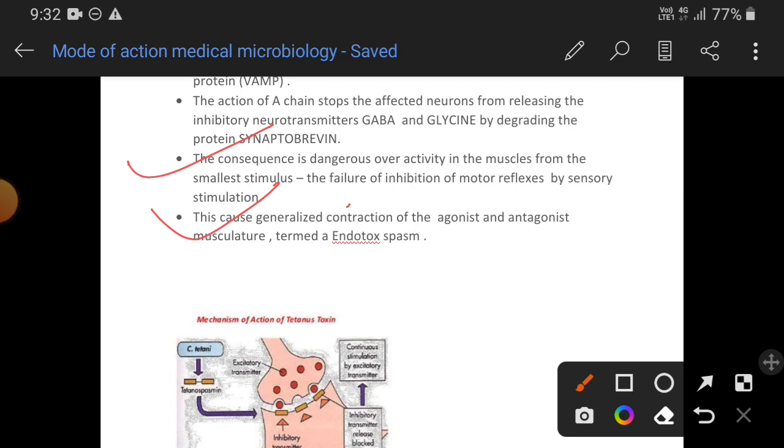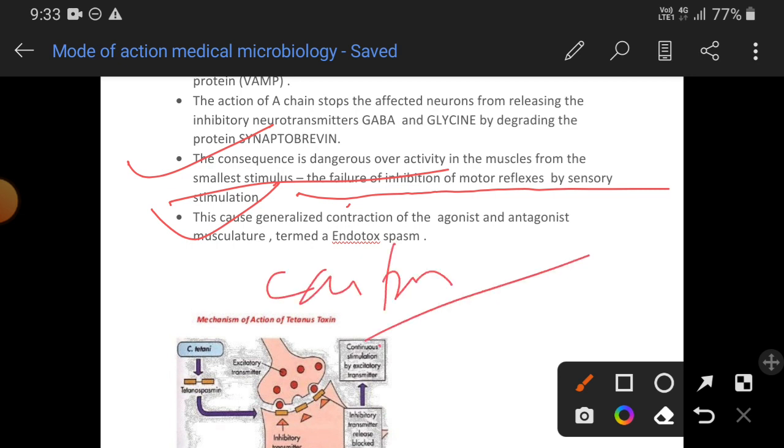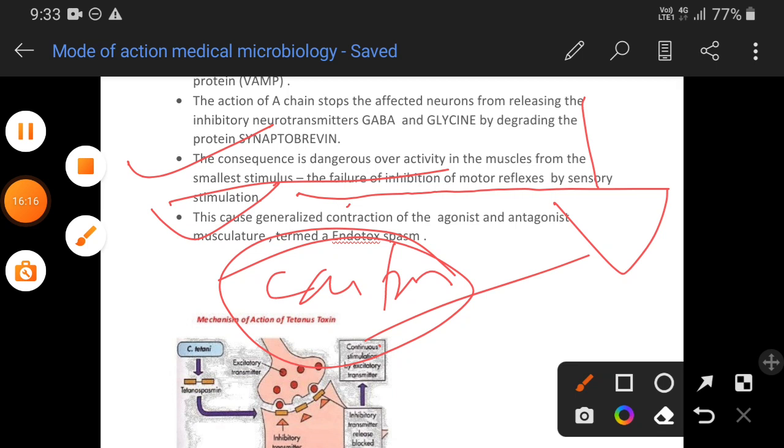Okay, tetanus toxin causes failure of inhibition of motor reflexes by sensory stimulation, whereas in case of botulinum toxin, after the completion of the action, it prevents further contraction of the muscle, right? One prevents contraction and one sustains contraction. That is the difference between the botulinum toxin mode of action and the tetanus toxin mode of action. So I hope that this video will be helpful to you, and thank you for listening to this class.